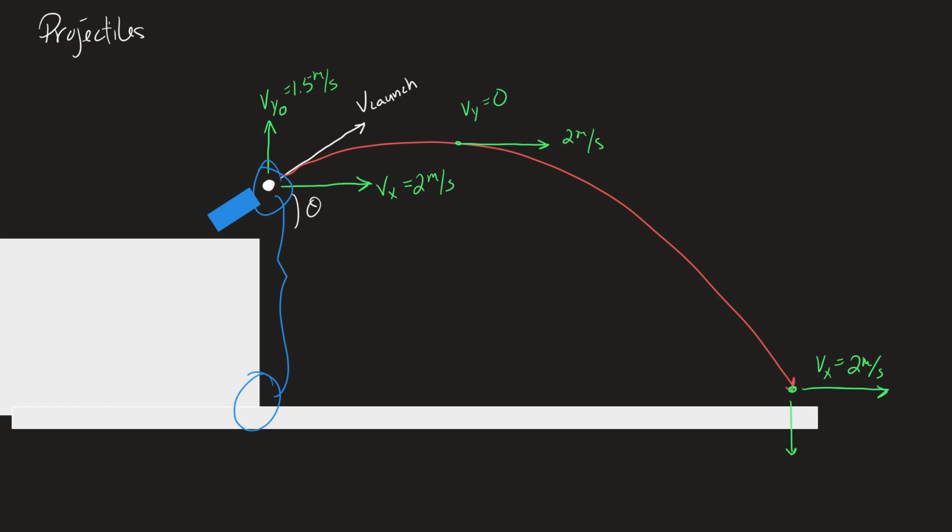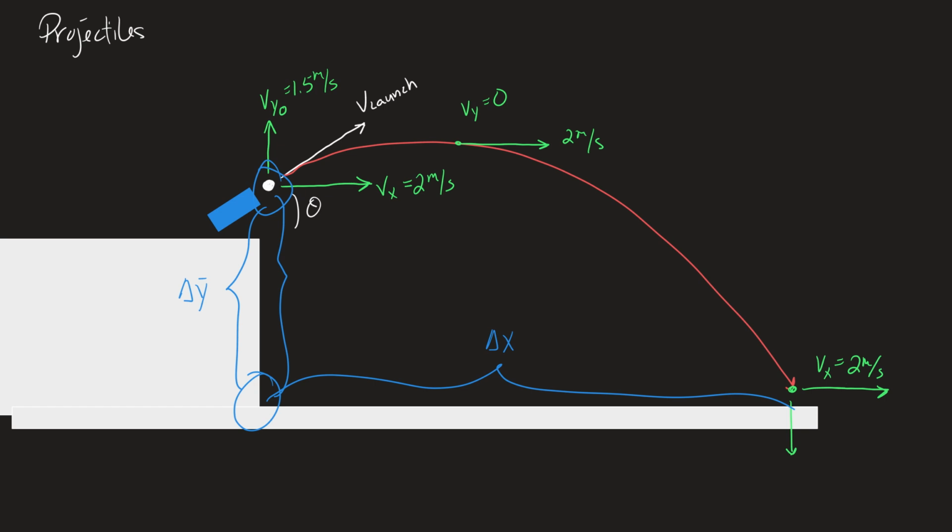In the vertical direction, it started at the top of the table and ended at the floor. I know that the actual landing was over here, but if I'm just thinking about the vertical portion of the motion, this is the vertical displacement of the projectile, which I will label delta y, vertical displacement. And at the same time, it had a horizontal displacement. I'll label that delta x.